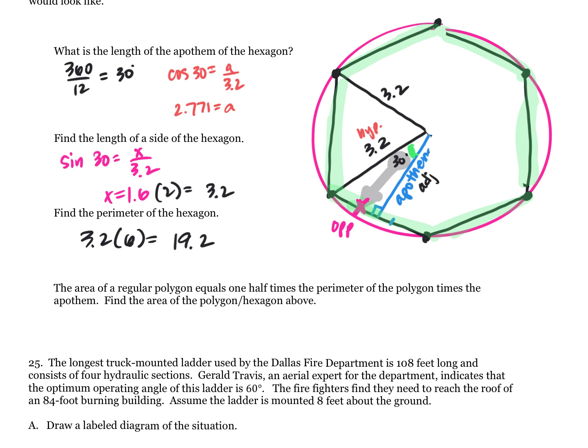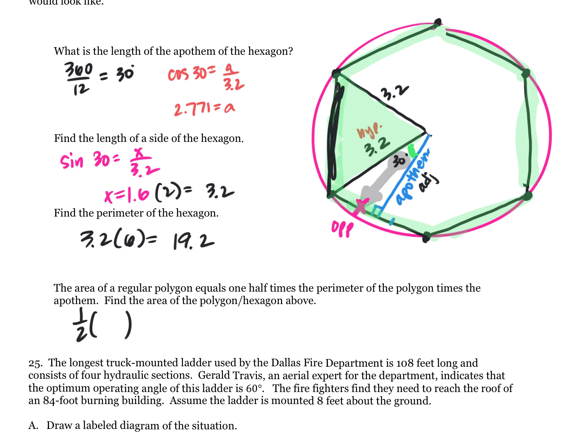How would I find the area of this hexagon? There is no formula that you grew up with, like in geometry, for the area of a hexagon. But do you know what the area of one triangle is? One half base times height. How many of these green triangles do I have in a hexagon? 6 of them.